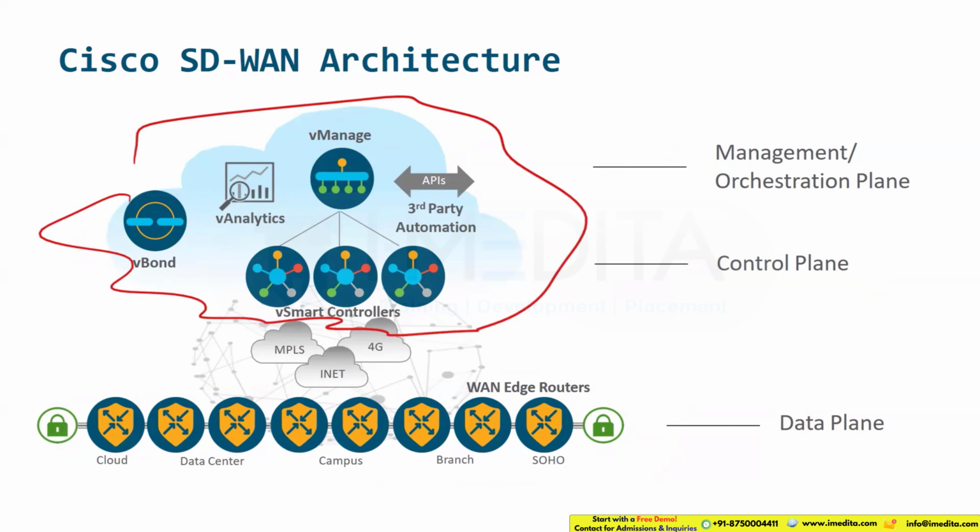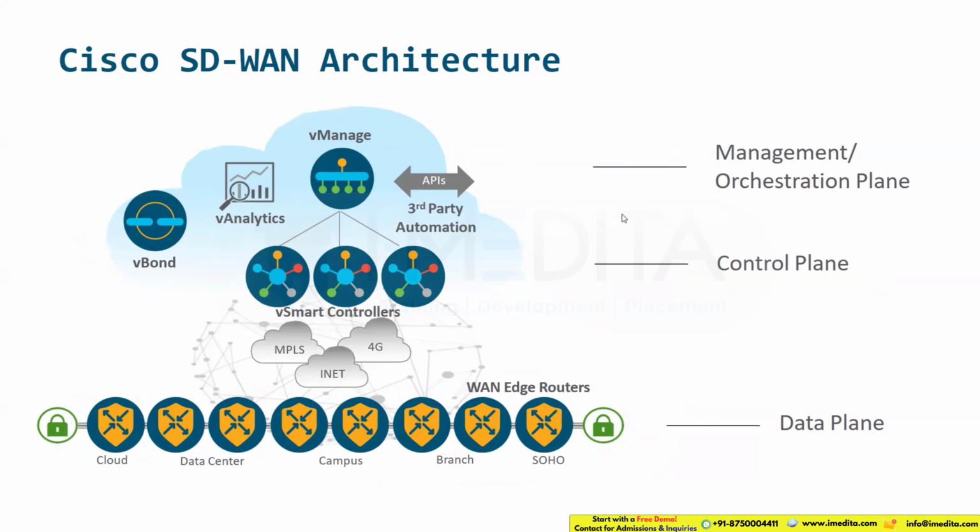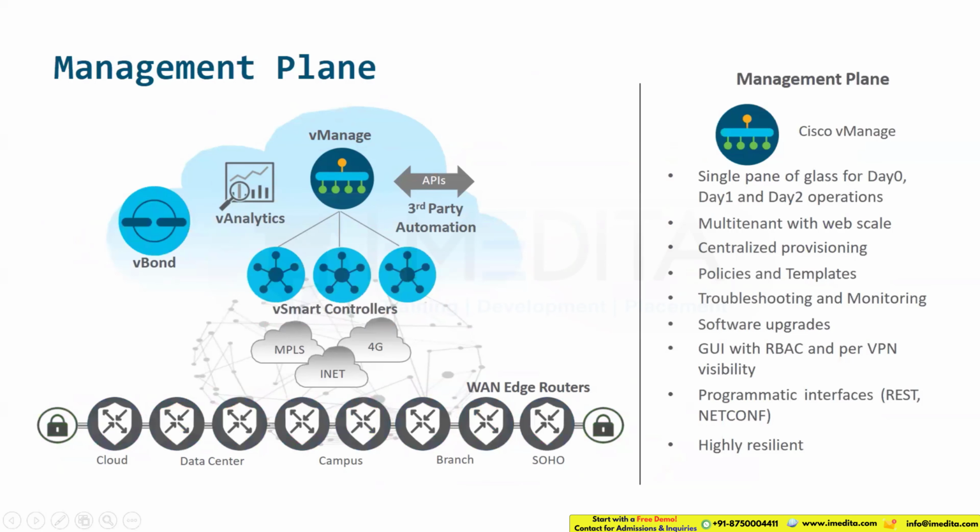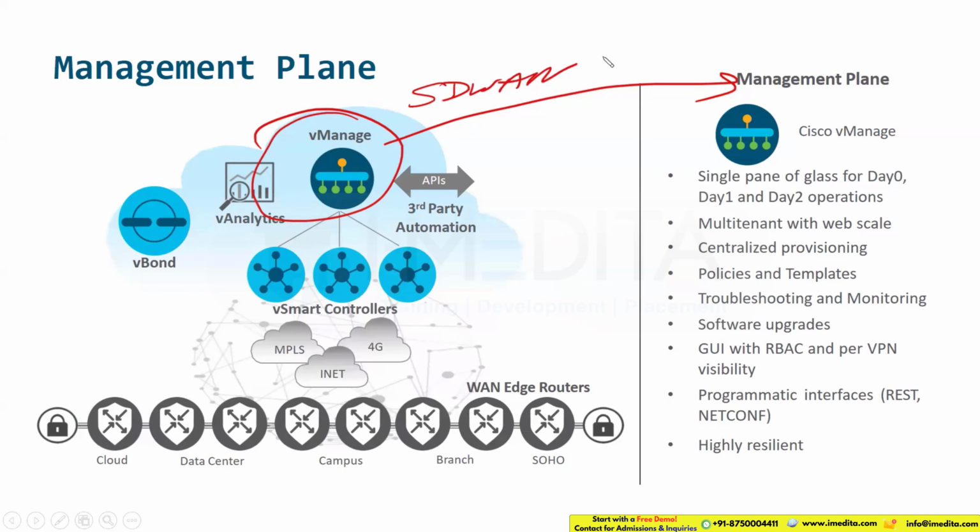Now I am going to cover each of the control components individually, and let's get started with vManage, which is also known as the management plane. Cisco is now calling it SD-WAN Manager, so they have renamed it. It's a single pane of glass for day 0, day 1, and day 2 operations. You know what is day 0? Design. Day 1, implementation. Day 2, troubleshooting.